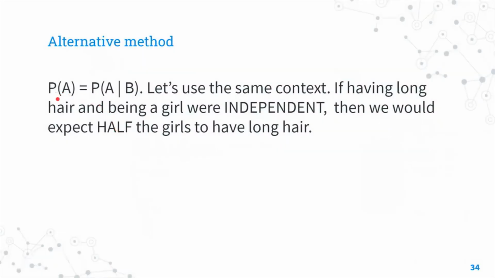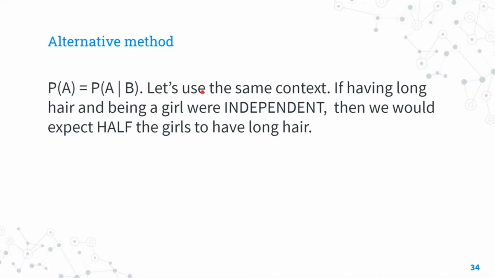Alternatively, we can use this method as well, where the probability of A occurring is equal to the probability of A occurring if B occurs. Don't worry too much about the notation, we'll cover it in this question.